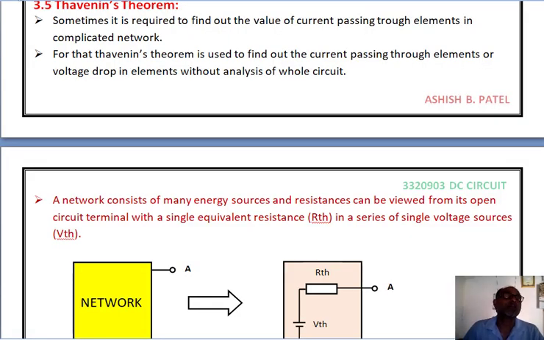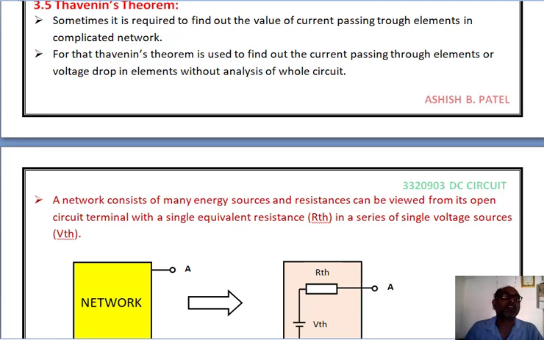Thevenin's theorem. Sometimes it is very difficult to find the current passing through these elements in a complicated network, even by using the superposition theorem, KCL, or KVL. So to find the current passing through elements and the voltage drop across elements connected in complicated networks, Thevenin's theorem is used.